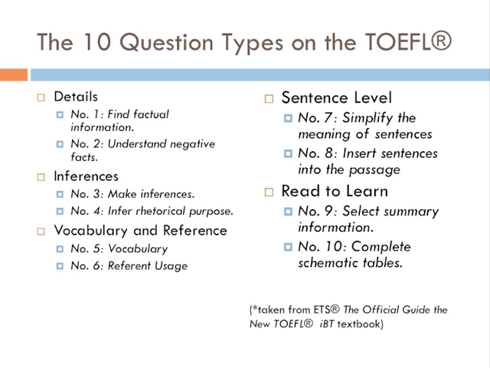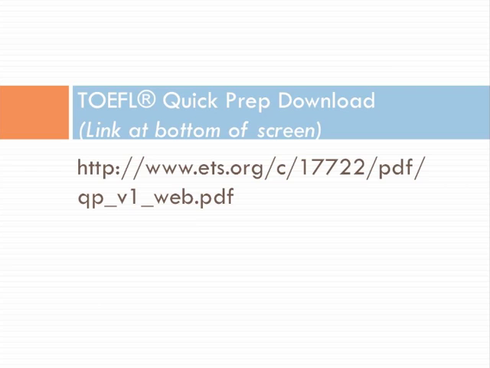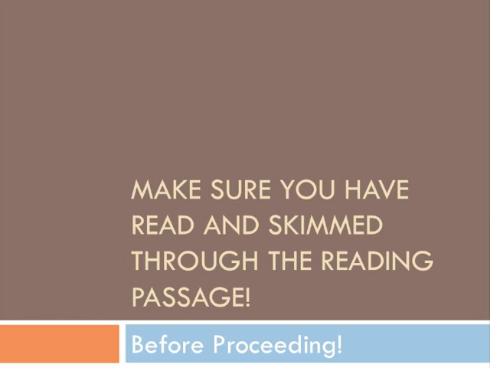So, we will be looking at the final question types, the read to learn number 9, select summary information, and number 10, complete schematic tables. Now, on the test sample that we have from the TOEFL Quick Prep download, we really only have one question type to examine. As you will see, both are fairly similar in their execution, so there really is no need to look very carefully at the other type of question.